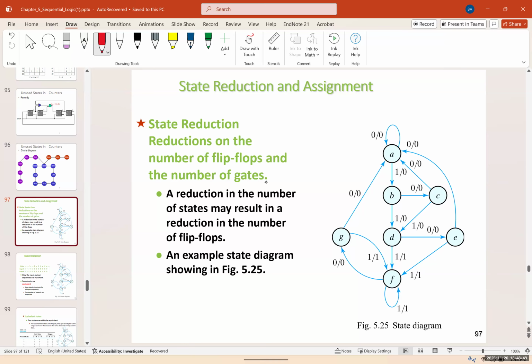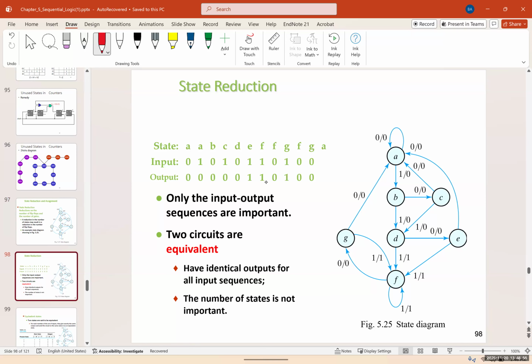An example state diagram is shown here. We have A, B, C, D, E, F, and G. And if we show the state and the input and output, again, we have A. If I do 0 and 0, the input and output, we will go back to A. Then I can go from A to B, B to C, C to D, D to E, E to F, F to F, for example, F to G, G to F, and G to A.